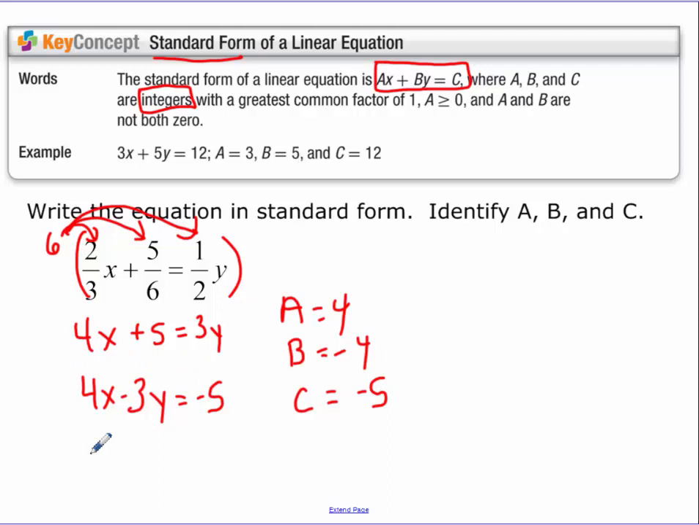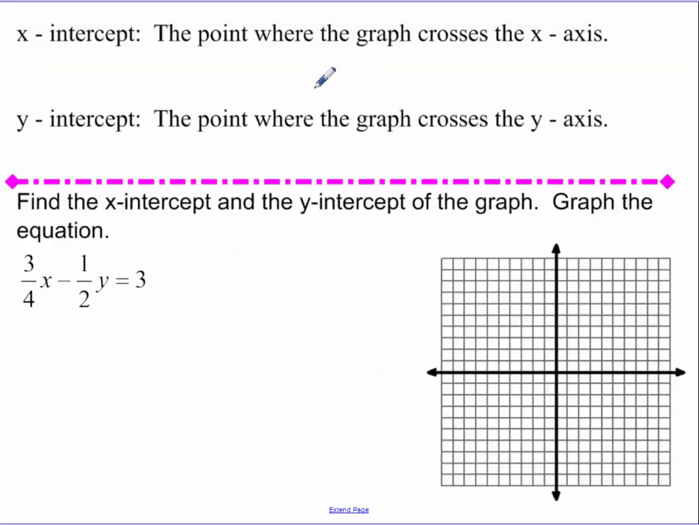Now, why is this form so important? This form is so important because we can get a quick graph when we use the intercepts. So x-intercept, the point where the graph crosses the x-axis. So if a point crosses the x-axis, think about what variable is going to be 0. The y's are going to be 0, so we make y equal to 0. The y-intercept, where it hits the y-axis. All of those are y values, which means x equals 0.